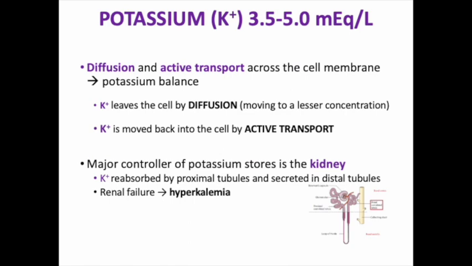In terms of diffusion and active transport against the cell membrane, this is going to help with potassium balance. So the potassium is going to leave the cell by diffusion, which is moving to a lesser concentration, but then moved back into the cell by active transport. The major controller of our potassium is our kidneys. The kidneys are going to help reabsorb potassium by the proximal tubules and then secrete it in the distal tubules. When we have renal failure and we don't have this process complete, we can have hyperkalemia.